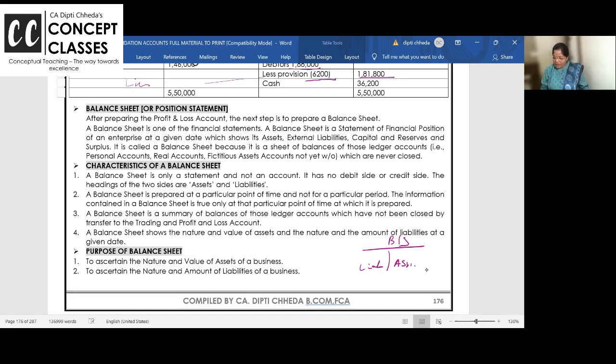Balance sheet is prepared at a particular point of time and the information contained is true only at that particular time. It is a summary of all the balances of ledger which you carry forward. Nominal accounts, so you close income and expense. Balance sheet you will carry forward. Balances of assets and liabilities you will carry forward through balance sheet.